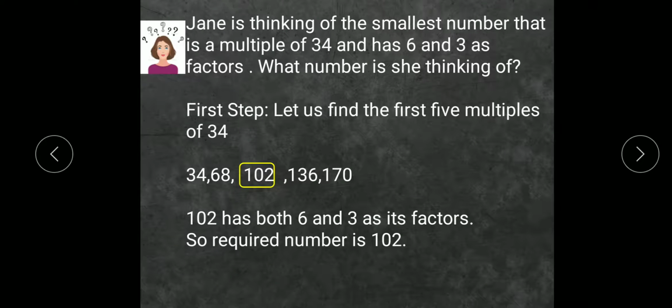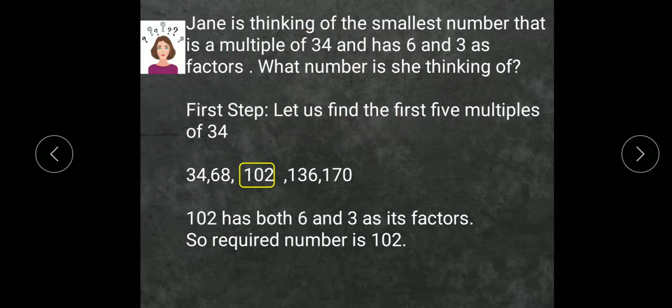Now Jane is thinking of a smallest number that is a multiple of 34 and has 6 and 3 as its factors. First step, we are supposed to find out the multiples of 34. So let us find out the first 5 multiples of 34.